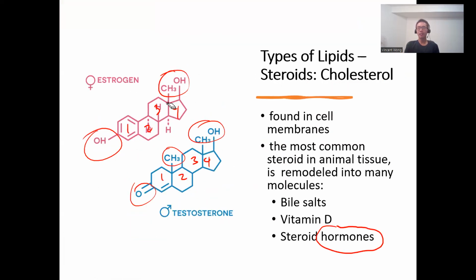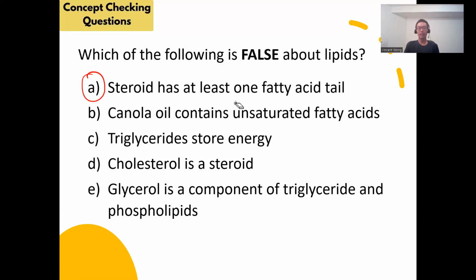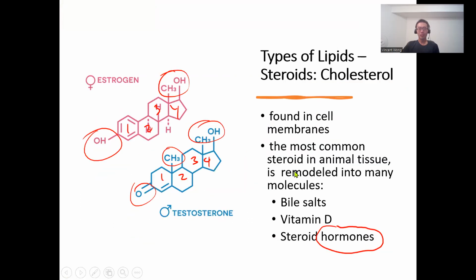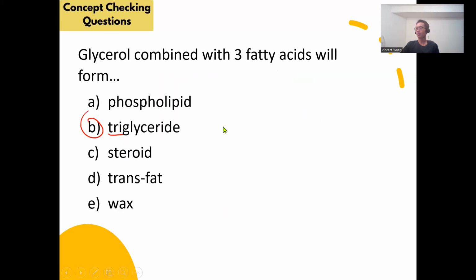Look at the steroids here. Do you see a fatty acid tail? No. It's not essential. The only thing that's essential for a steroid is that it must have 4 carbon rings. That's the only thing. D: a lot of people chose D. Cholesterol is a steroid. What's going on, guys? Look here. It literally says steroid is cholesterol. So that is a correct statement.